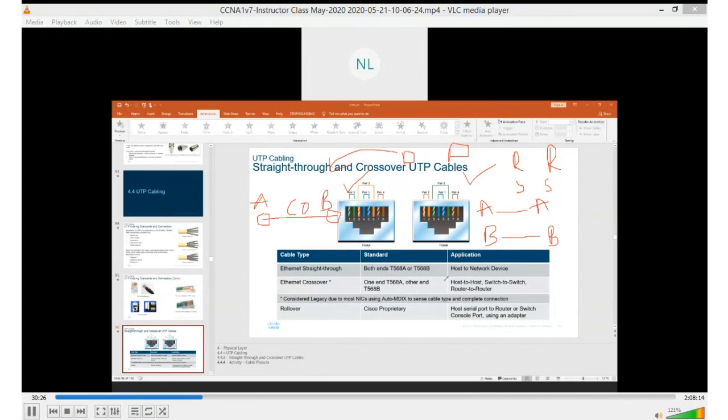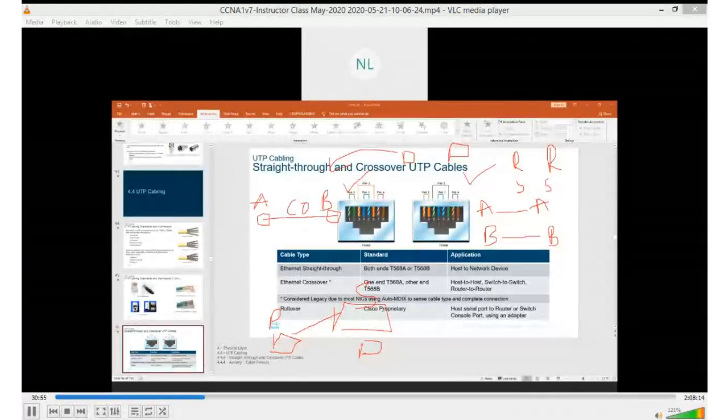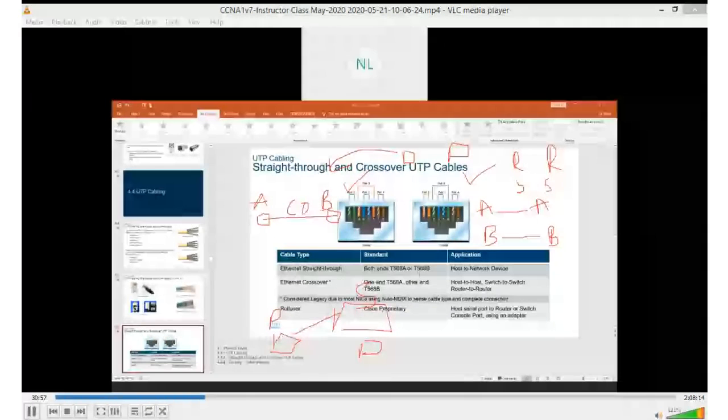But let's say, for example, this is a switch, and this is a PC, and this is also a PC. Connecting PCs to a switch, we use a straight cable. On dissimilar devices, you use a straight cable, while connecting similar devices, you use a crossover cable. So when I have switch to switch, crossover. Router to router, crossover. Laptop to laptop, crossover.